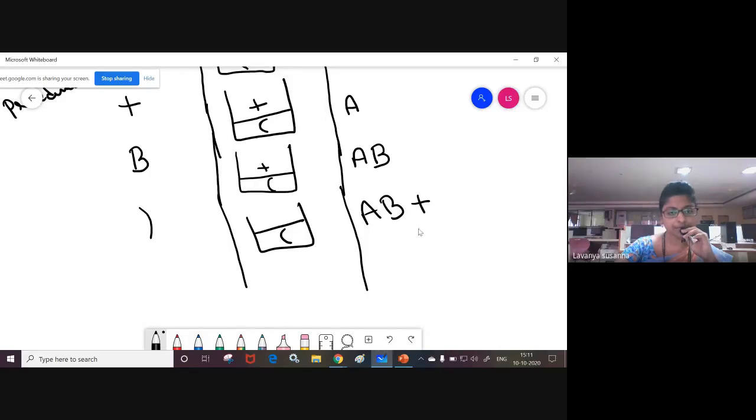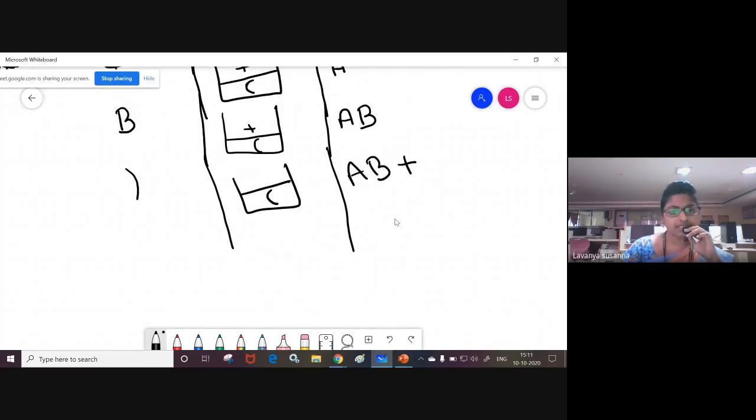AB plus. Next, there is no other operator. What is there? Only an open bracket. You need to ignore it. Ignore it now. Stack is empty. Okay, you need to delete the elements present in this stack one by one. You need to delete the topmost element. Remember, in a stack you have to delete only the topmost elements. Delete it and add it to the postfix array one by one.